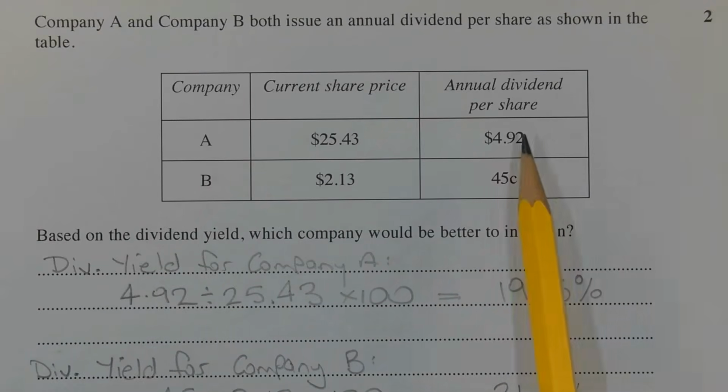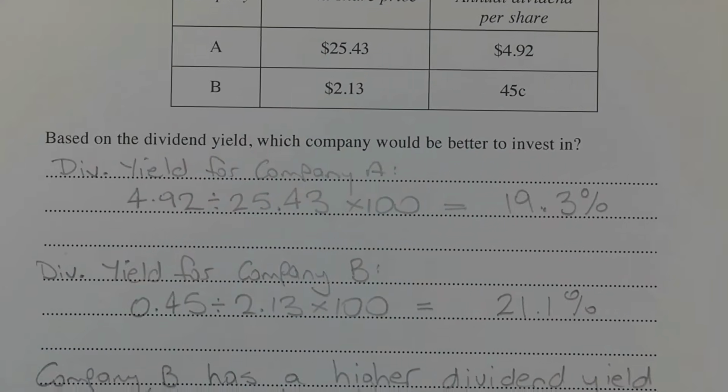So let's compare the dividend paid with respect to the current share price of each company. So let's consider Company A. Now, Company A pays a dividend of $4.92 and the share price is $25.43. So we want to work out the dividend as a percentage of the share price, also called the percentage dividend yield. So $4.92 divided by $25.43, multiplying that by 100 to convert the result into a percentage, we get around 19.3%.